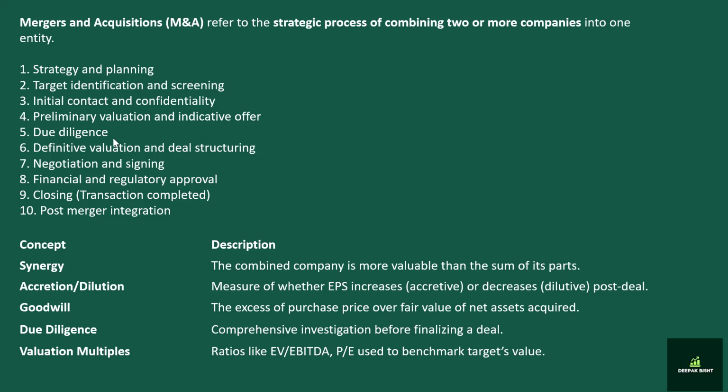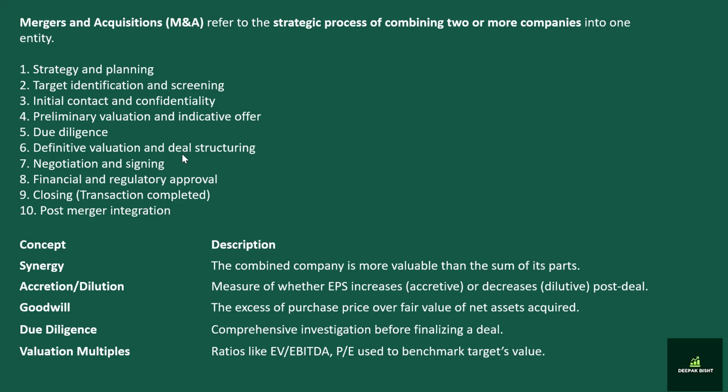After due diligence, there's a definitive valuation and deal structuring. This means they update the valuation based on the due diligence findings and decide how to structure the transaction. Either it's going to be an asset purchase or a stock purchase. Either they are going to buy assets, not liabilities, or they are going to buy company shares. Then they determine the payment method, whether it should be cash, equity, debt, or a mix. The mix is also known as hybrid. And they plan financing sources like internal cash, bank loans, bonds, or equity issuance.